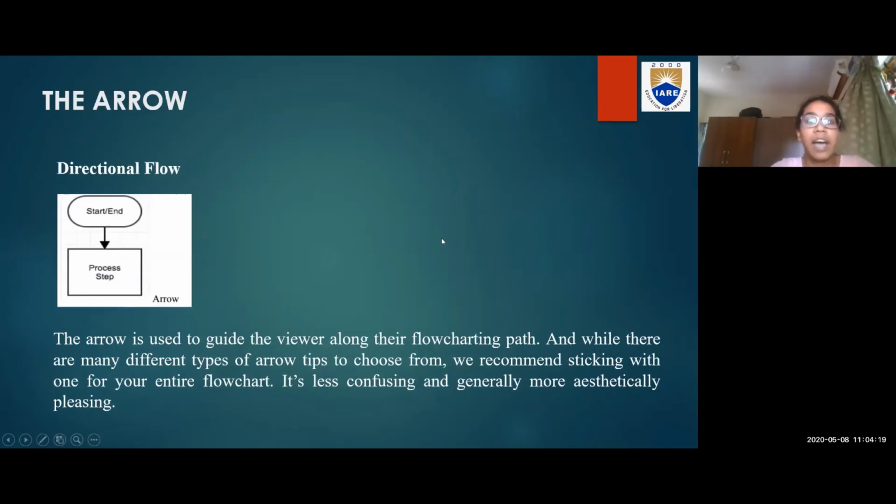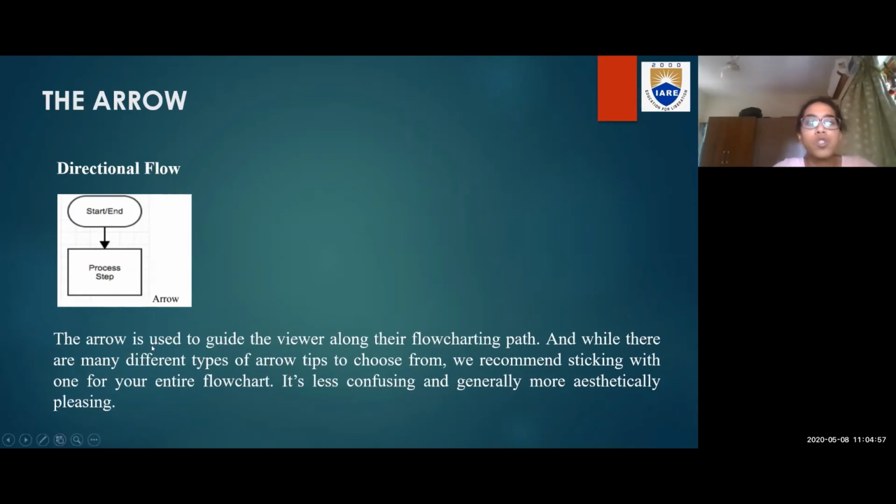The next, the arrow. Now, this serves the main purpose. Without this, there is no flowchart. Or without this, it is again very complicated for the person who is reading your flowchart to understand it, because it serves the purpose of progression. In which way or in which direction is your flowchart progressing is served by the purpose of the arrow. Now, the directional flow. That is why I told you the directional flow. In which direction is it progressing? So without this, it is just a mere set of diagrams.